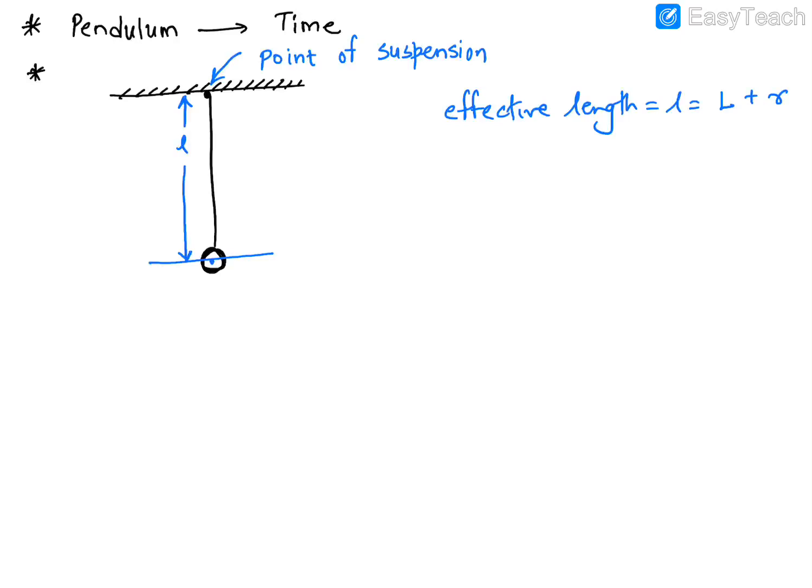So what is capital L? That's the length of the string, and what is r? The radius of the bob. So if you see, actually it is the length of the string plus the radius of the bob here. Okay, so that's called as the effective length. So they may ask you to define effective length. It's the distance from the point of suspension to the point of oscillation, or the center of gravity of the bob.